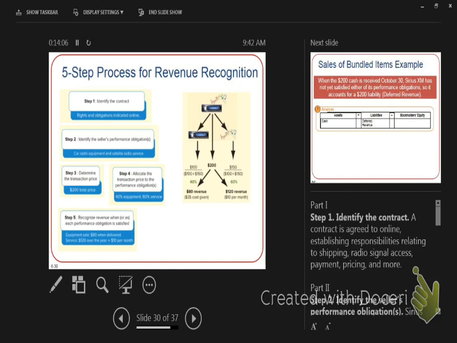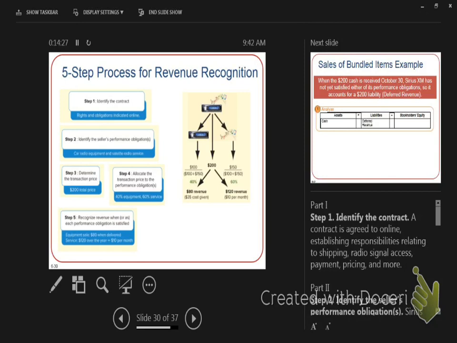All right, first you got to figure out what's going on. We already just did that. They're buying equipment and they're buying a service contract. All right, what is our obligation? Well, we have to give them service for a year. What is our total price? $200. How much goes to each one? That's what you have to figure out. And then recognize when the revenue is due.